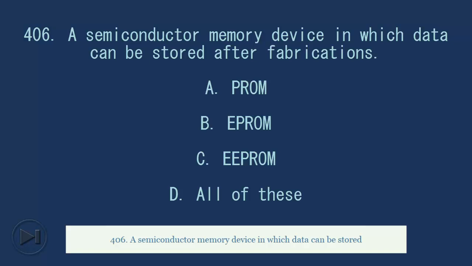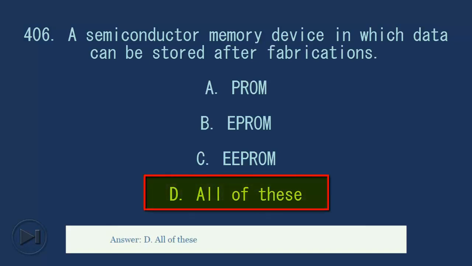406. A semiconductor memory device in which data can be stored after fabrications. A. PROM. B. EPROM. C. EEPROM. D. All of these. Answer, D. All of these.